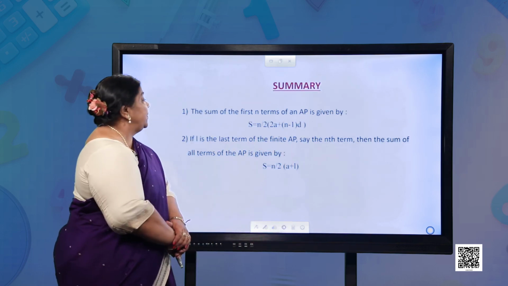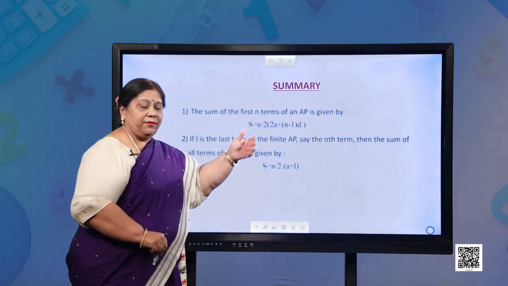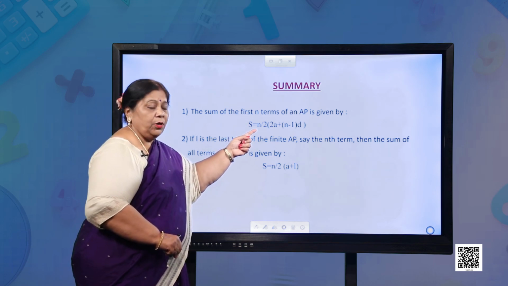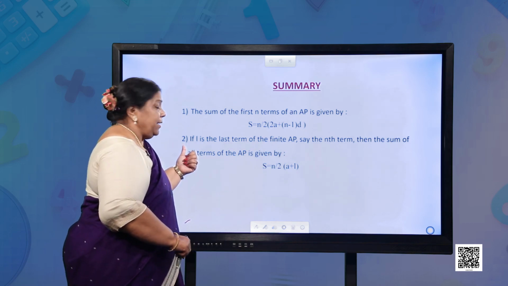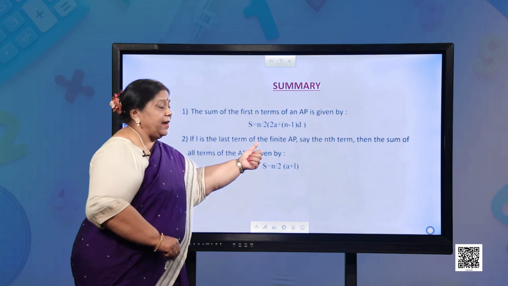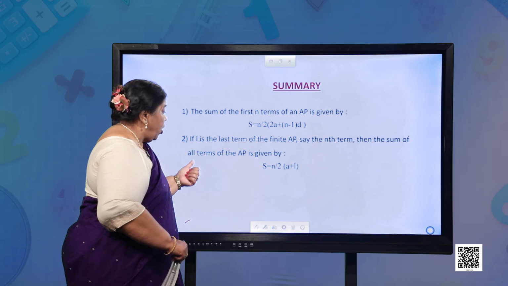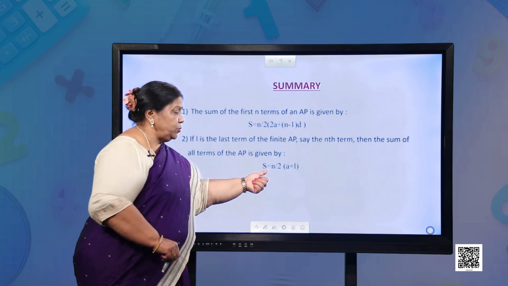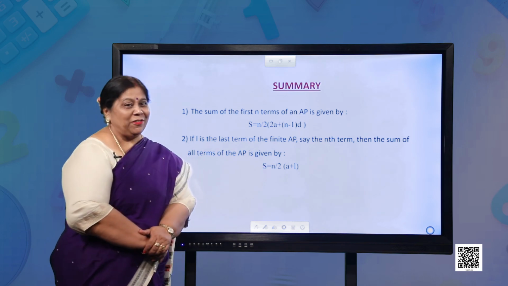Now, let us see what we have studied today. Let us summarize. We have seen that the sum of the first n terms of an AP is given by S is equal to n upon 2 into 2a plus n minus 1 into d. Second, we have also seen that if L is the last term of the finite AP, say the nth term, then the sum of all terms of the AP is given by S is equal to n upon 2 into a plus L.